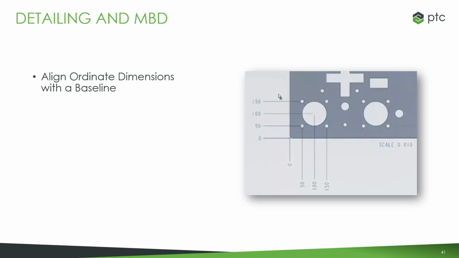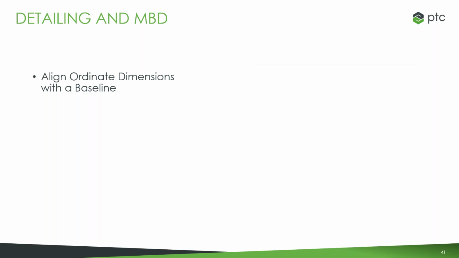All right, moving on to a little bit more on dimensioning. We're able to align ordinate dimensions with a baseline. Now, this is something that you run into if you're working with the ANSI standard. So that's how they like to do it. So if we've built out these ordinate dimensions, go ahead and work with them with that baseline. It works really well and is very clean in defining those.